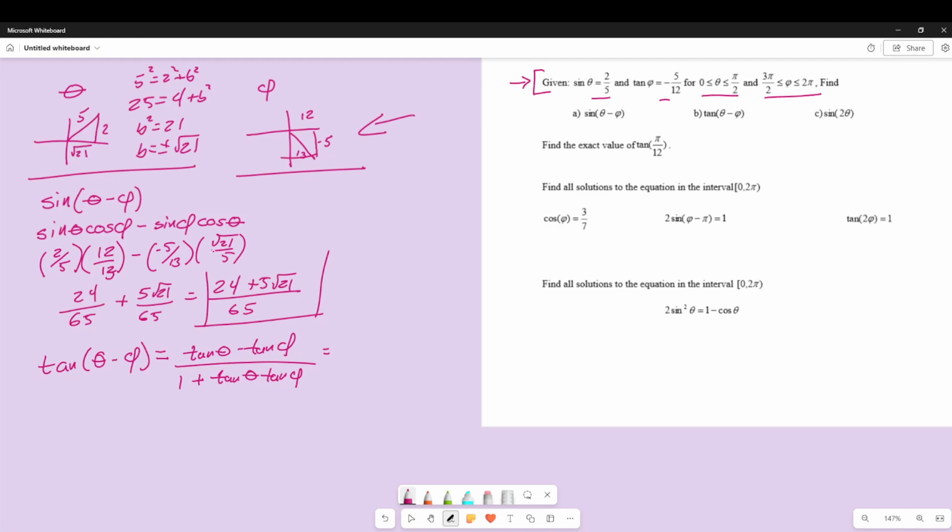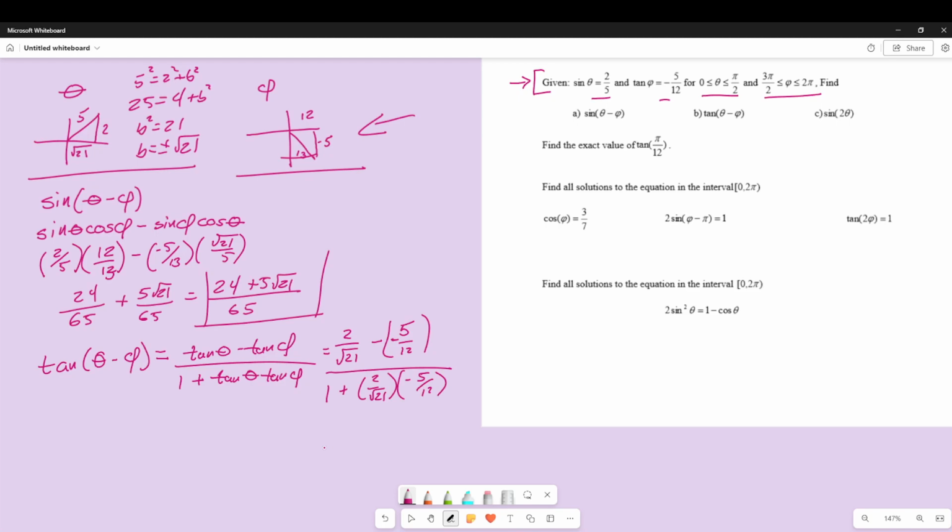The tangent of theta we know is 2 over the square root of 21, which I'm not going to rationalize until later if we need to, minus the tangent of phi, which has to be the -5/12. We were technically given that information, but we also could figure it out from our triangle now that we have it. That is negative, so those will turn into a positive momentarily. And then on the denominator, 1 plus 2 square root of 21 times the -5/12.